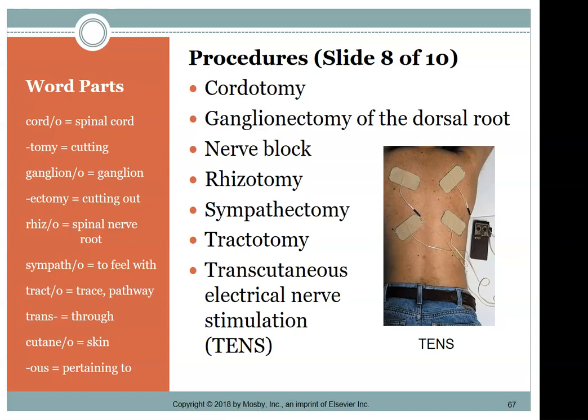And your word parts: cordo is spinal cord, tomy is cutting, ganglio is ganglion, ectomy is cutting out, rhizo equals spinal nerve root, sympatho is to feel with, tracto is trace or pathway, trans is through, cutaneo is skin, and ous is pertaining to.